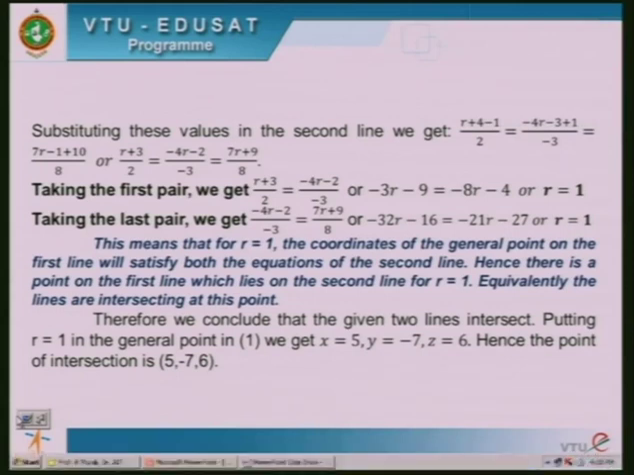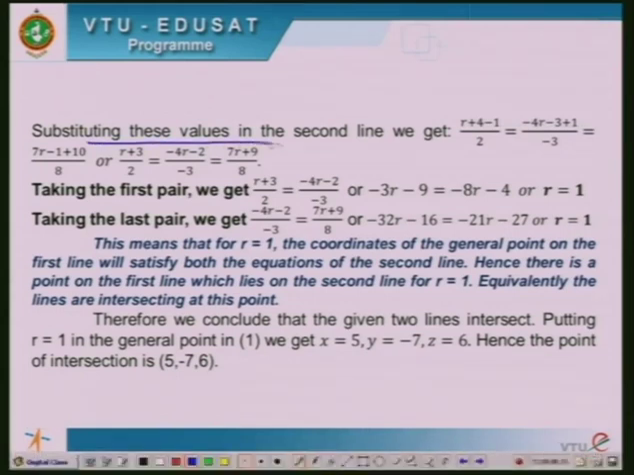The values obtained for x, y and z are now substituted in the second line. Substituting these values, in place of (x minus 1) by 2, x becomes r plus 4, so (r plus 4 minus 1) by 2. In place of (y plus 1) by minus 3, y is replaced by minus 4r minus 3, so (minus 4r minus 3 plus 1) by minus 3. And (z plus 10) by 8, z changes to 7r minus 1, so (7r minus 1 plus 10) by 8.